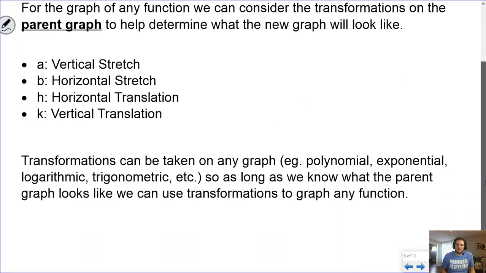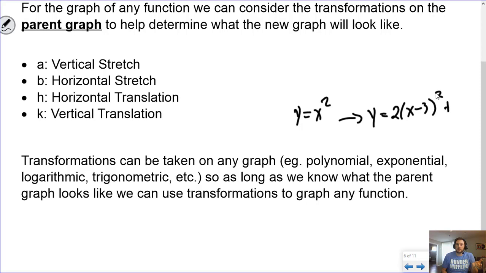So what we can do with that is if we have some function, whether that's a polynomial, an exponential, logarithm, trigonometric, whatever the case may be, we can take the parent function. So for example, if I was talking about a quadratic, the parent function would be y equals x squared. And what we can do with that is apply transformations like y equals 2(x minus 3) squared plus 4. And by using these transformations, like the vertical stretch, horizontal translation, or vertical translation, we can graph our new function. So as long as we know these pieces of information and we know what the parent function looks like, we should be able to graph any function.